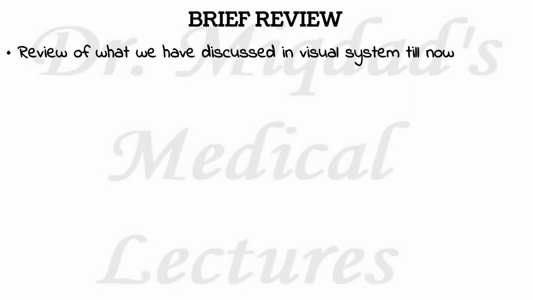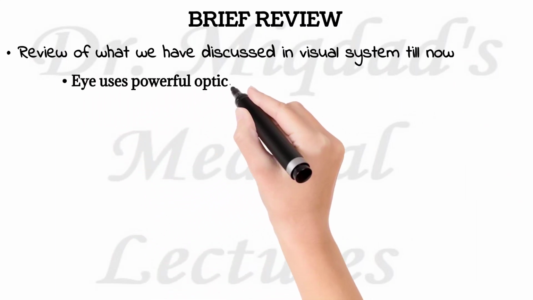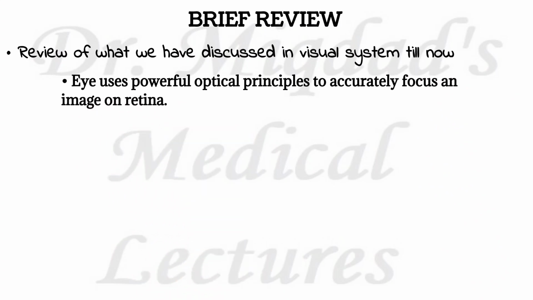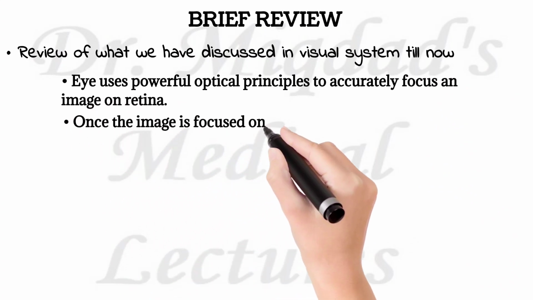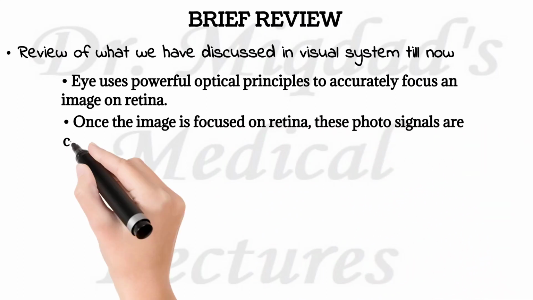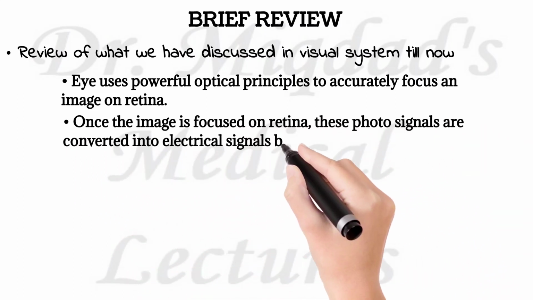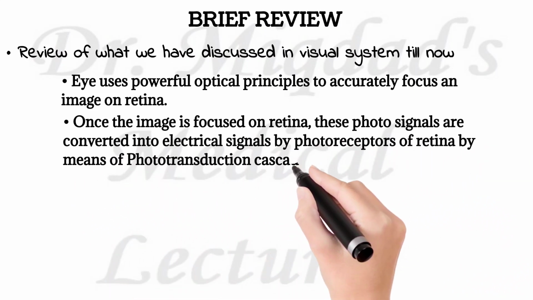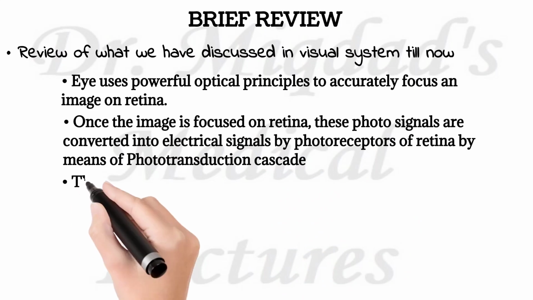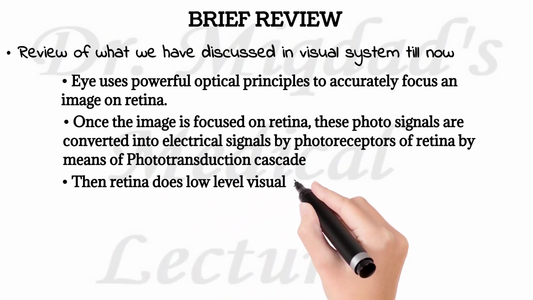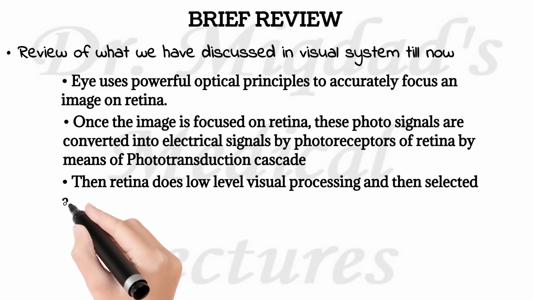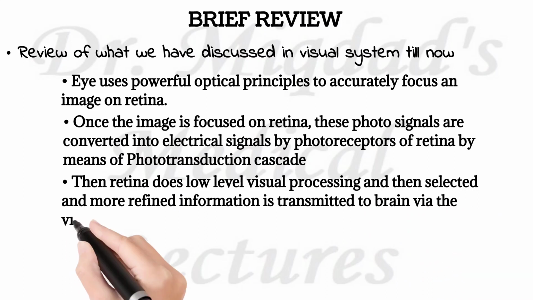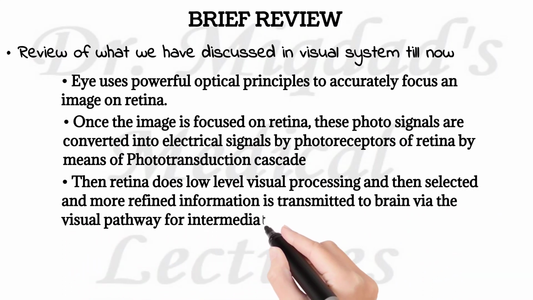So we have discussed that the eye uses powerful optical principles to accurately focus an image on the retina. Once the image is focused on the retina, these photosignals are converted into electrical signals by the photoreceptors of the retina by means of the phototransduction cascade. Then the retina does low-level visual processing, and then selected and more refined information is transmitted to the brain via the visual pathway for intermediate and high-level processing.